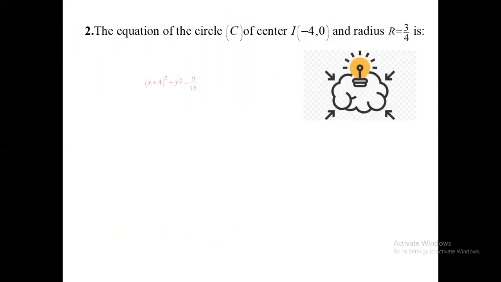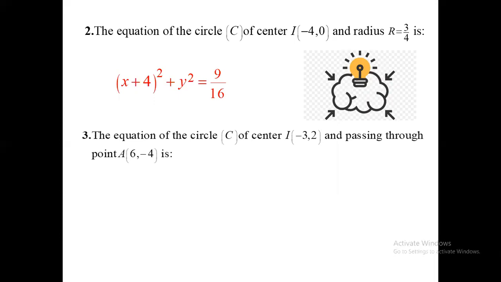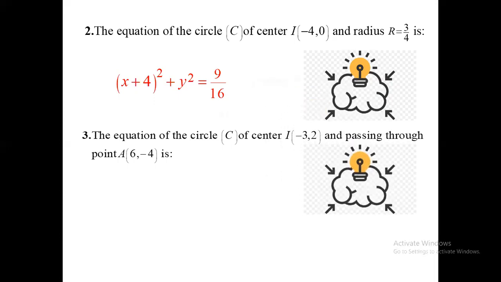The equation of the circle with center I(-4, 0) and radius 3/4 is (x + 4)² + y² = 9/16. Third example, the equation of the circle C with center I(-3, 2) and passing through the point A is, for sure to find the equation of the circle, you need to know the center, which is given here, but you also need to know the value of the radius. Can we find the value of the radius here?